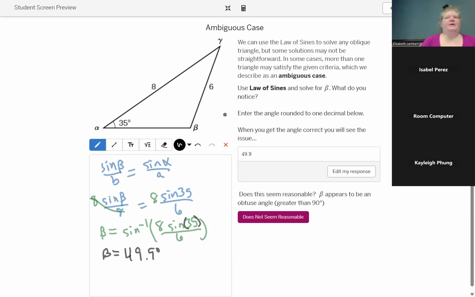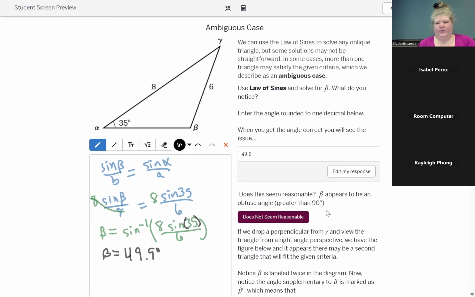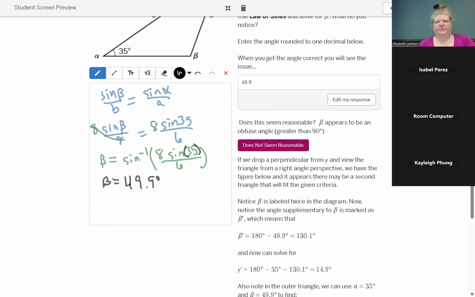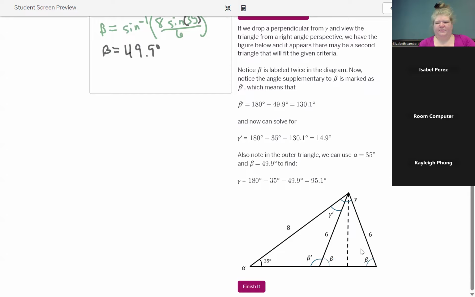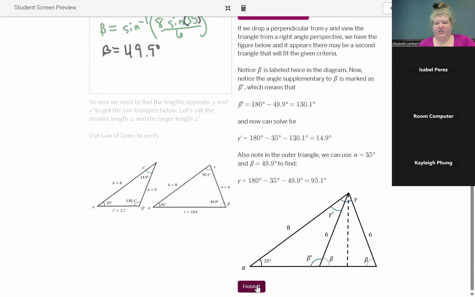But when we looked at the picture as drawn, beta appeared to be larger than 90 degrees, but the number we got was smaller. So when we click "does not seem reasonable," down at the bottom here, we see an actual drawing where that 49.9 would actually go. And then there's a "finish it" button, and the finish it button actually shows you the two different triangles.